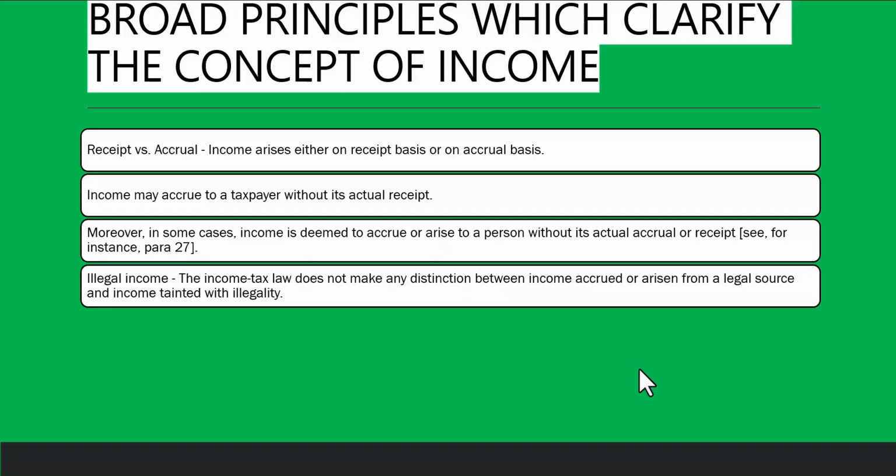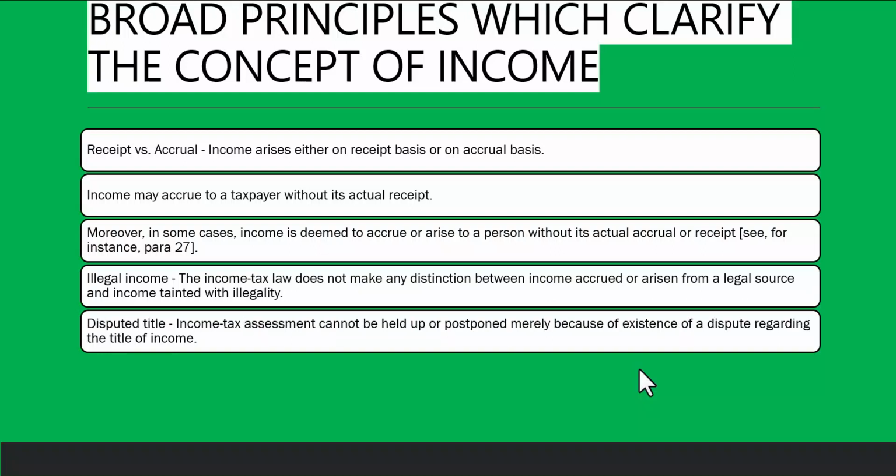Illegal income. The income tax law does not make any distinction between income accrued or arisen from a legal source and income tainted with illegality. Even if your income is illegal, you have to pay tax. The Income Tax Act doesn't distinguish whether you have earned your money through legal or illegal sources. The law will take action against you separately. But since you have earned the income, you have to pay tax. You cannot say this is illegal income and I'm not going to pay tax on it. So the income tax will charge you tax even if it is illegal income.